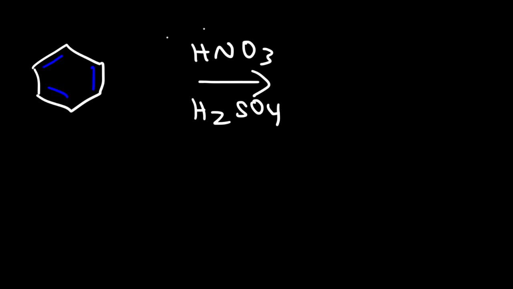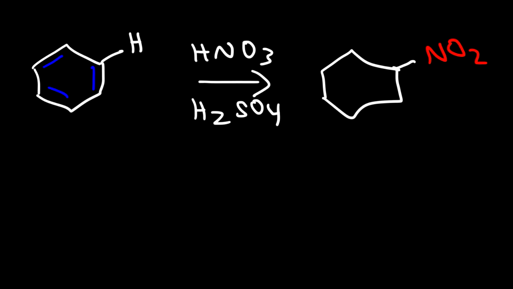Now let's say we have benzene. What's going to happen if we react it with nitric acid and sulfuric acid? What's going to be the major product in this example? So this is nitration, and the end result is that we're going to replace the hydrogen with a nitro group, known as an NO2 group. And so this is going to give us nitrobenzene.